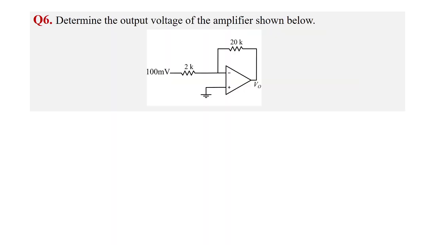Okay, the sixth question is: determine the output voltage of the amplifier shown below. Since we have solved the summer and difference amplifier, this will be much easier. The coming two questions are based on the inverting and non-inverting configurations. The first configuration, as we can see here, is an inverting configuration, right? Inverting amplifier. That is the voltage 100 milli.